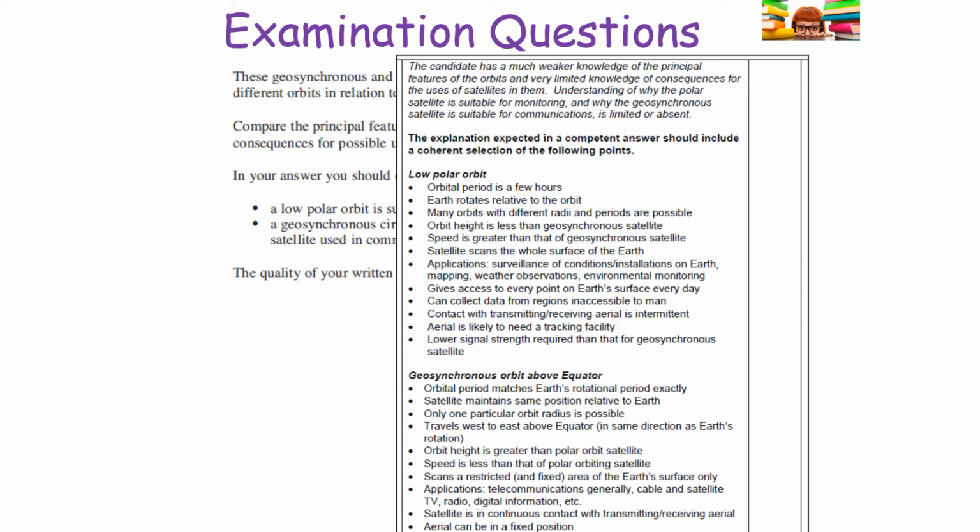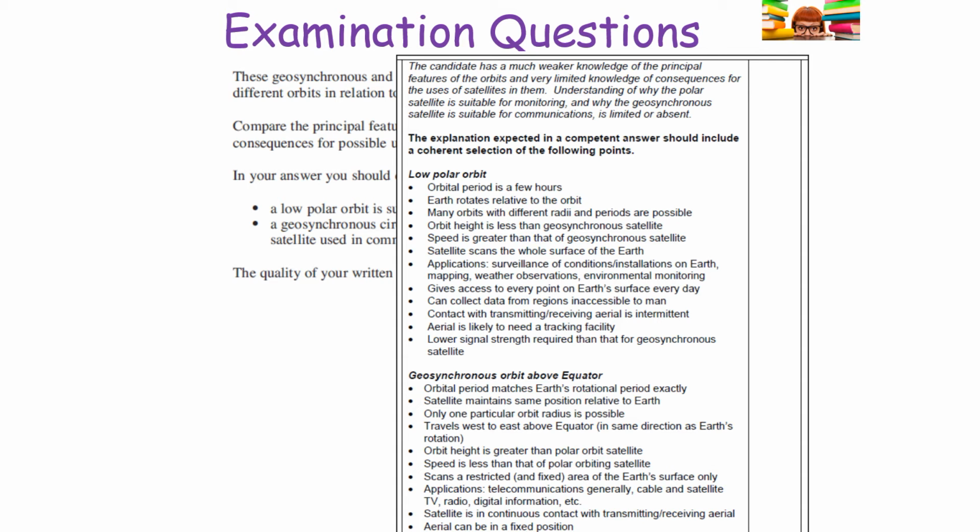Now what are some applications of the low polar orbits? Well, because the satellite can easily scan the whole surface of the Earth, applications can include surveillance of conditions or installations on the Earth, like Google Maps for example. You can have weather observations, or you could have environmental monitoring. So the important thing to note about low polar orbits is that it gives access to every point on the Earth's surface every day, and it can allow you to collect data from regions normally inaccessible to humans, but the issue you would have is the contact with the transmitting and receiving area is intermittent because it's continually moving its position relative to the Earth.